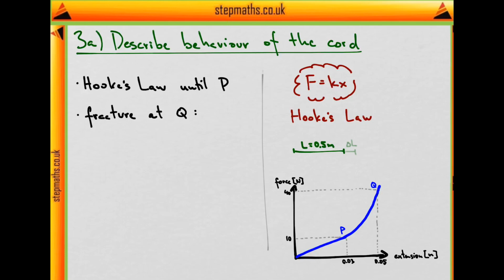In the possible answers, this is given in terms of the strain of that cord at the time when the fracture occurs. So just a reminder of what the strain is. The strain is the extension divided by the natural length, and in our case, when the fracture occurs at Q, the extension is 0.05 meters, while the natural length is 0.5 meters, and that gives us a strain of 0.1. And that is a dimensionless quantity. So the right description of the behavior of the cord was under letter D, Hooke's law until P, and then a fracture at Q, which corresponds to a strain of 0.1.